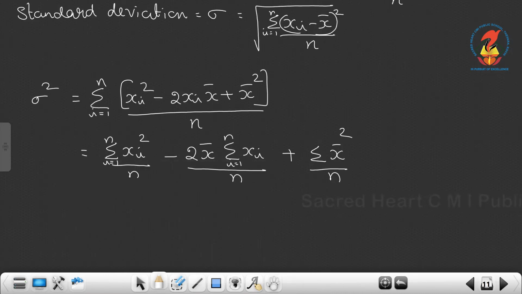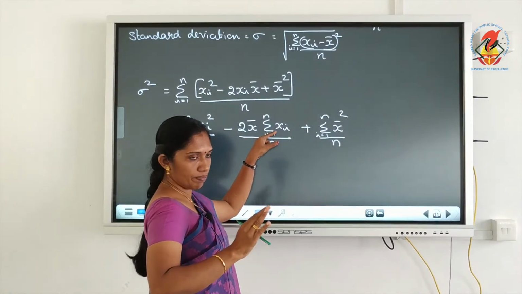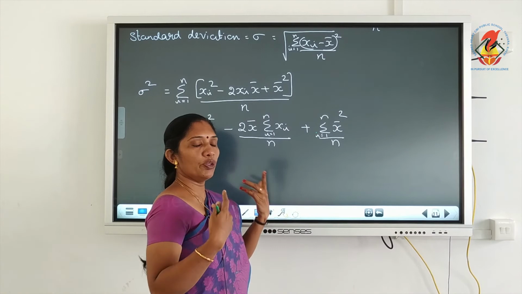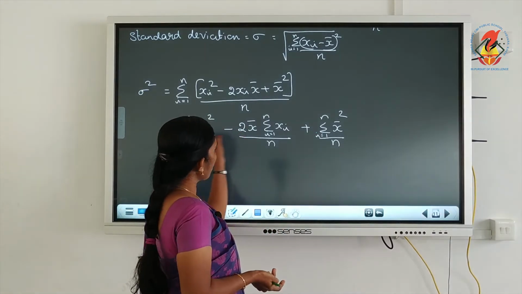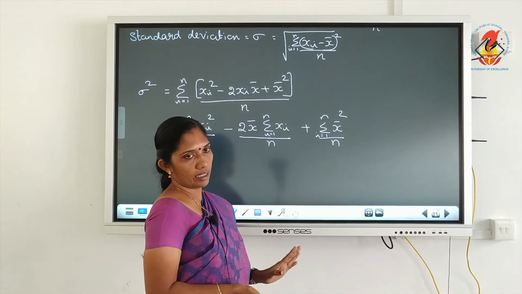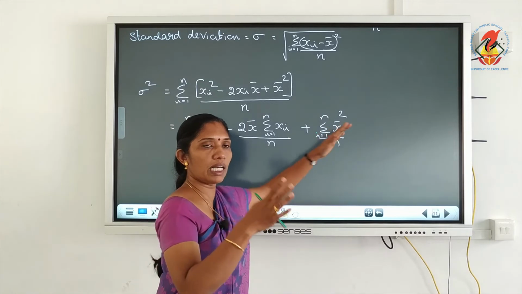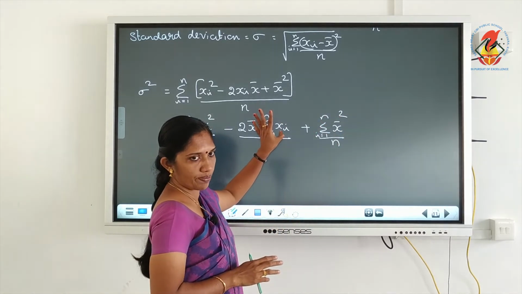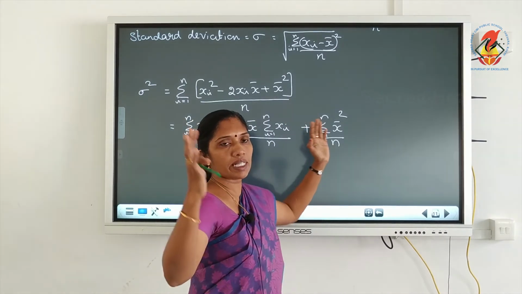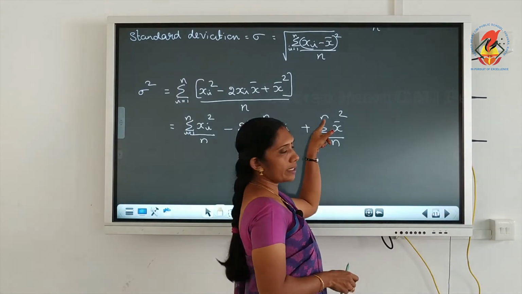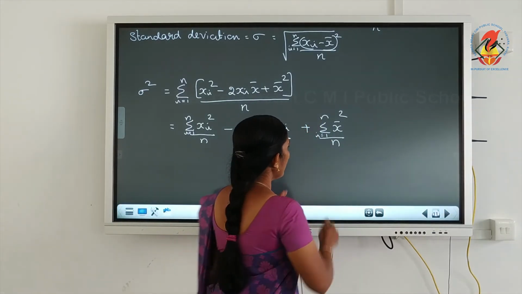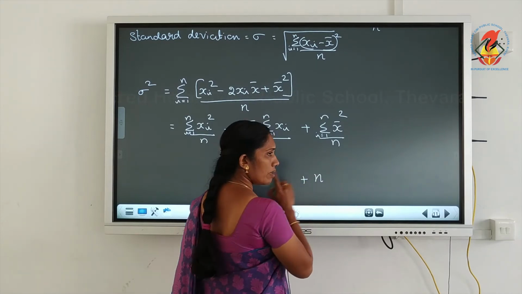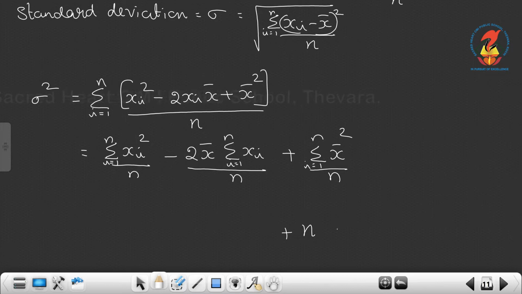And this x bar square means it's a constant, i from 1 to n. Suppose this x bar square is 100. When we give i equal to 1 here, you will get one term, and the last term is 100. Then when you give i equal to 2, you will get another expression for the first and second term, but the last term is again 100. When you give i equal to 3, also the last term is 100, but the first two will change. So the last term is 100 plus 100 plus 100 like that, up to how many times? n times. So in the next step we can write n times x bar square.